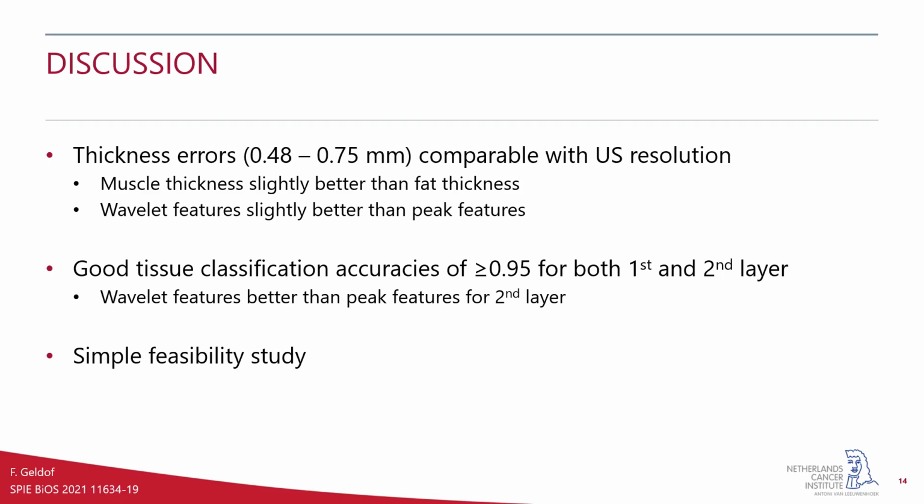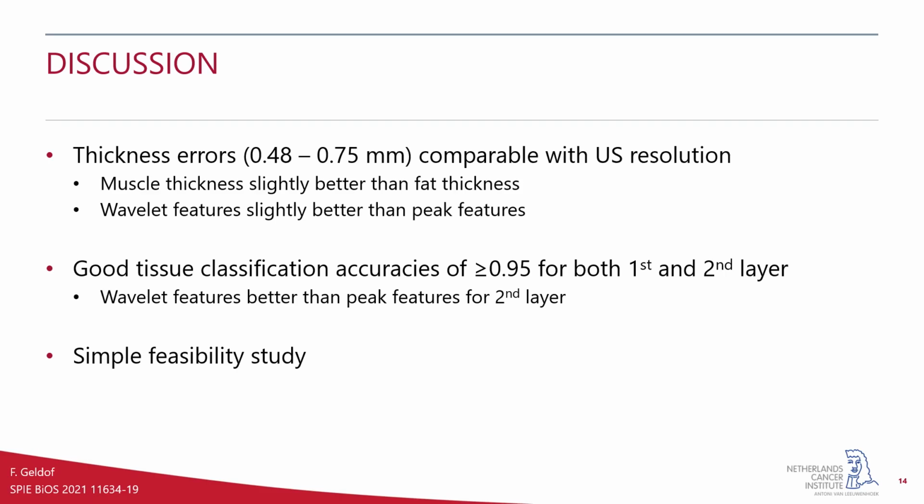Previous studies in literature focus primarily on identifying tissue directly at the surface. In this study, good classification accuracies were achieved for both the first and second tissue layers. Again, the wavelet-based features performed slightly better than the peak-based features for classifying the second layer. The main difference between the methods is that the peak-based method focuses on specific regions in the spectra, while the wavelet transform takes the entire spectrum into account. This may explain why the wavelet transform method performs better in certain situations. So the results are promising.